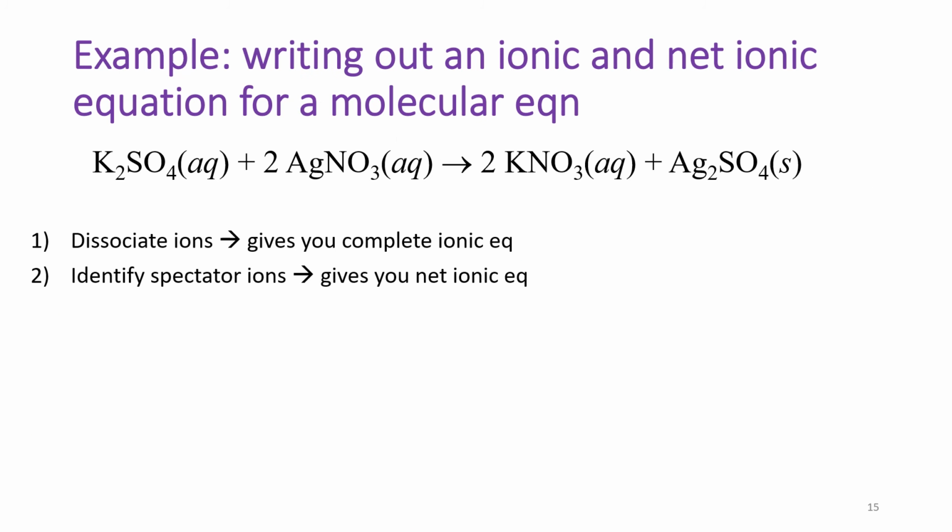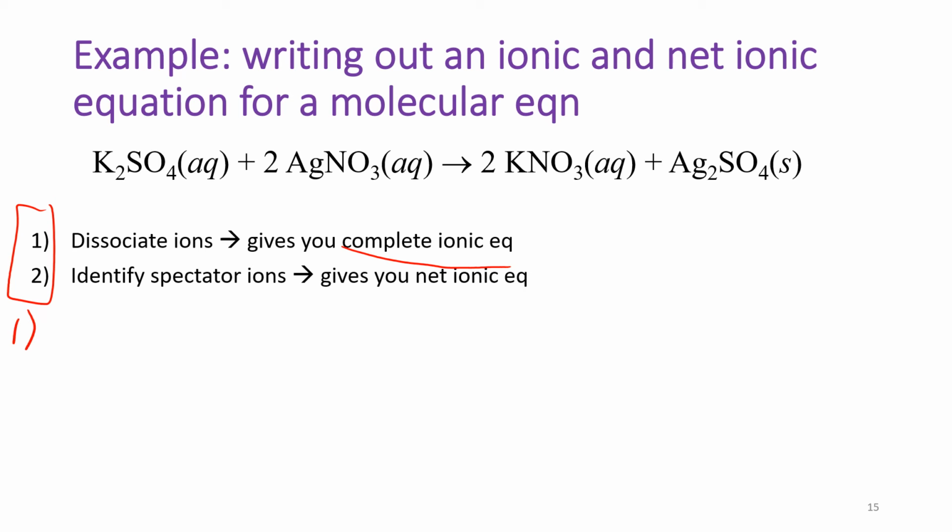So here I gave you a molecular equation, and I want you to write out an ionic and a net ionic equation, meaning the complete ionic and then the net. You're going to follow these general guidelines. You're going to dissociate the ions, which gives you the complete ionic. Then we'll identify the spectator ions and cross them out, and that will give us the net. So let's go ahead and get started.